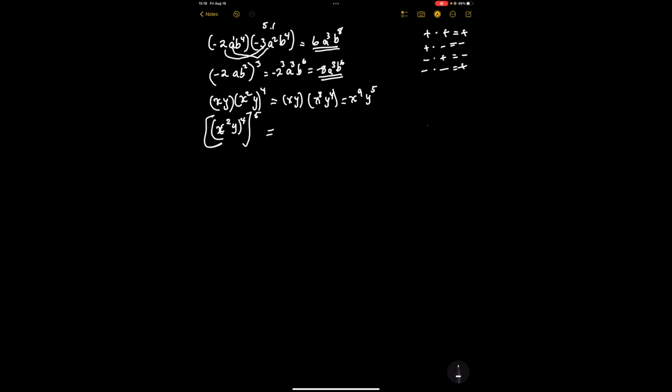Well, first thing we need to do is the power of a product. So that would be x to the power of 4 times 2, which is 8, and 4 times 1, which is y to the power of 4, and all that to the power of 5. And then we're also going to do again the power rule. 5 times 8 will be x to the power of 40, and 5 times 4 will be y to the power of 20. And that's it.